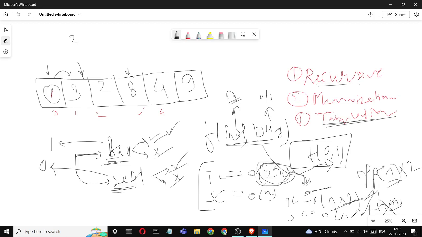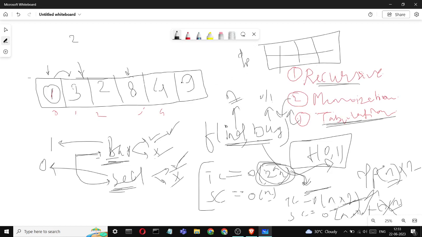In tabulation, what we'll be seeing is that this was a top down approach, and in tabulation we will use the bottom up approach. So what we will be doing is we will make the dp table first, and in the dp table we will fill the values with already solved problems, the base cases, sorry.